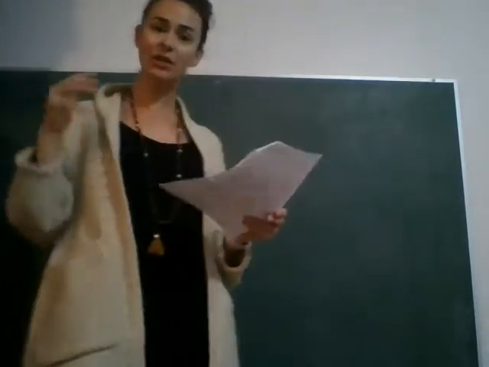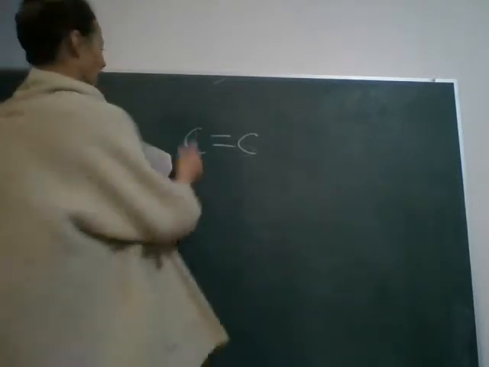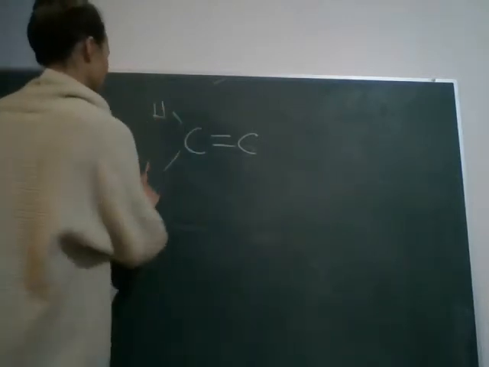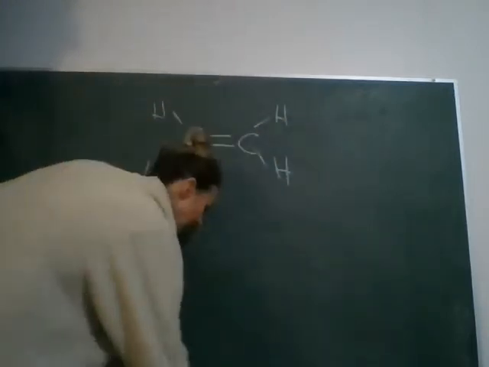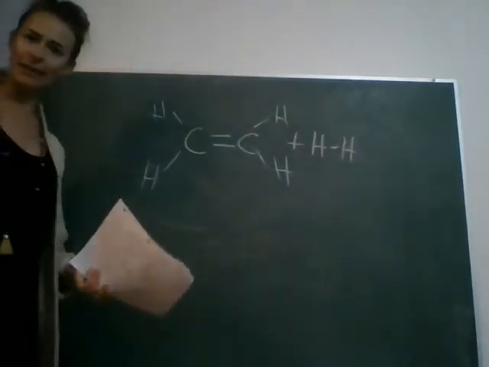So a reaction across a double bond. All right, so we have carbon, double bond to carbon. So let's go with ethene. Okay, so we have our hydrogens. And let's add hydrogen. Okay, so what's the only thing that can happen?